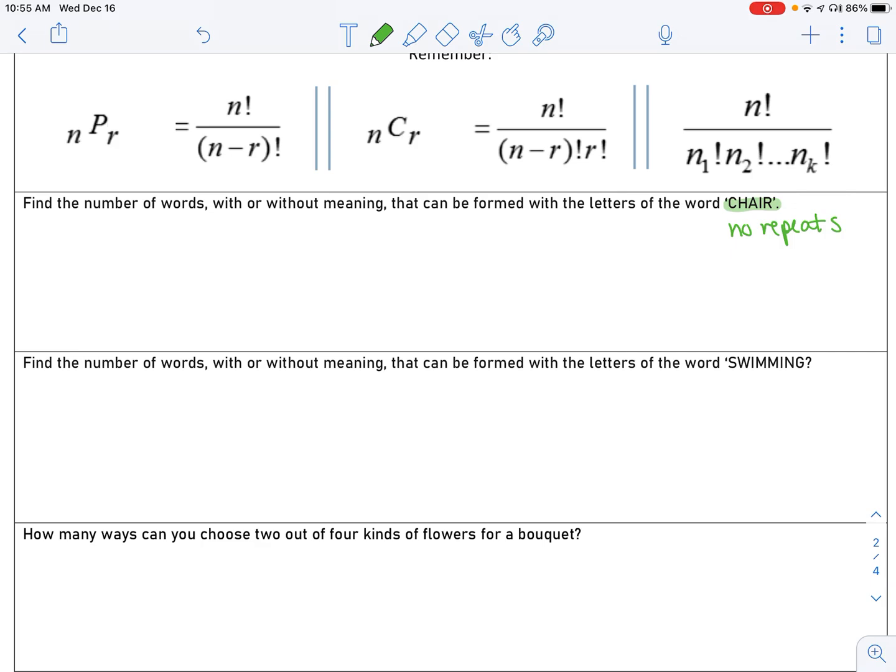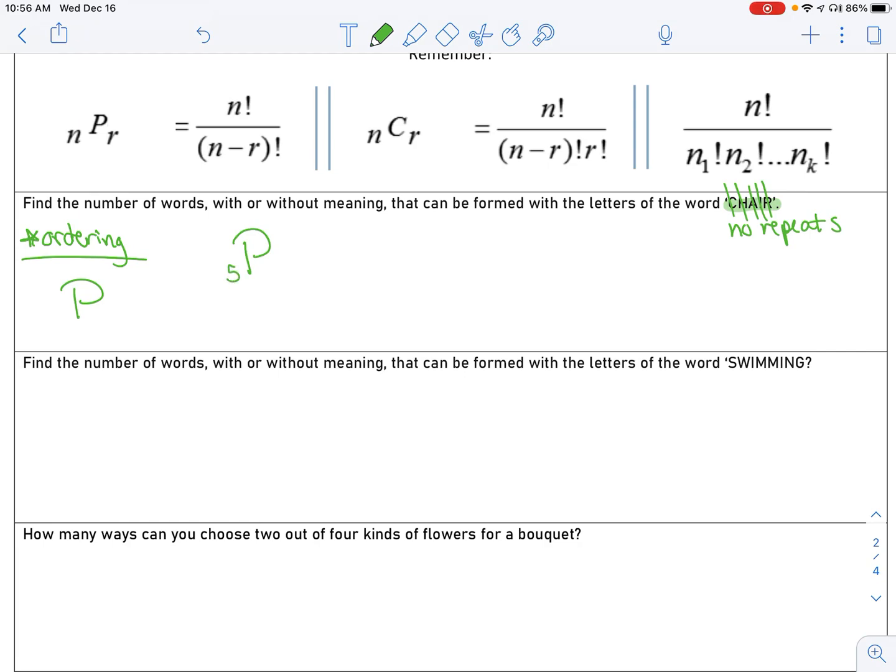And it looks like we're going to be arranging. I hope you can see it says find the number of words with or without meaning. So what we need to acknowledge here is that we're ordering the letters. Because we're ordering the letters, we're going to use permutation. So I'm going to write a P, and I have to count how many letters I have. 1, 2, 3, 4, 5 letters.